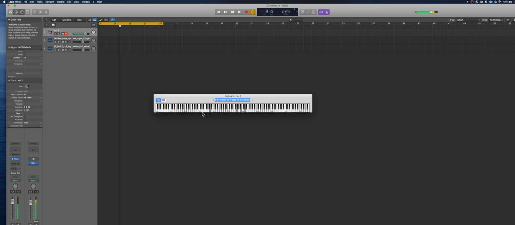Dun, dun, dun. B flat. Dun, dun, dun, dun, dun. Dun, dun, dun. Dun, dun, dun. Dun, dun, dun. Dun, dun, dun.